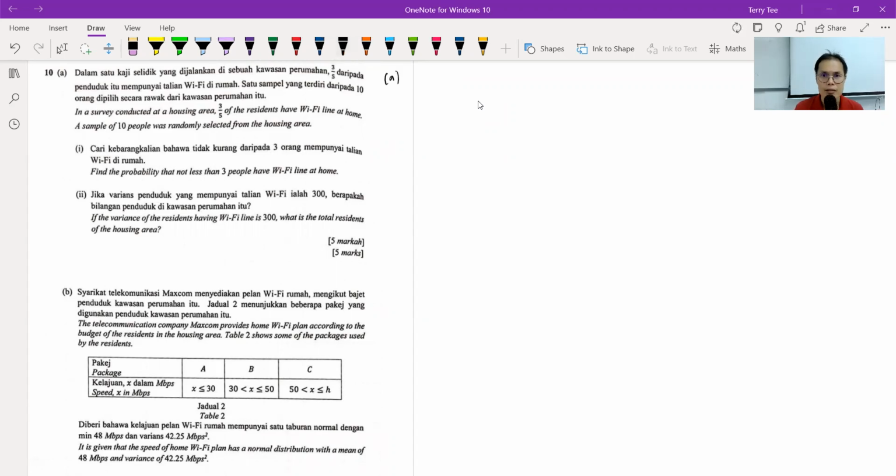Now maybe I write here, this notation is for binomial, but if you don't write, it's okay. Your n is the number of people in the sample, in this case 10. P is the probability of success, in this case 3/5. Or you can write 0.6. So we want not less than 3. Not less than 3 means greater than or equal to 3. Yeah, it can be 3 or more. It cannot be less than 3.